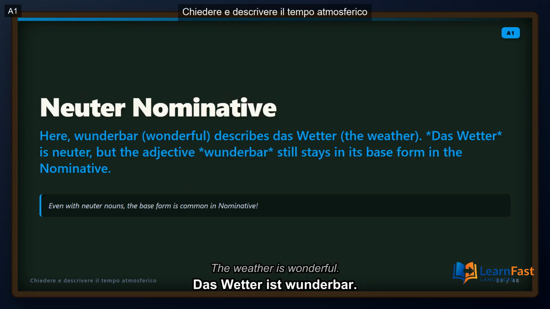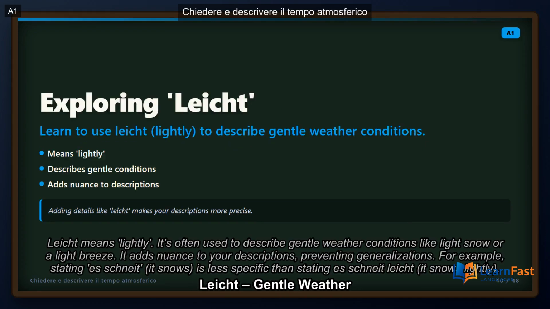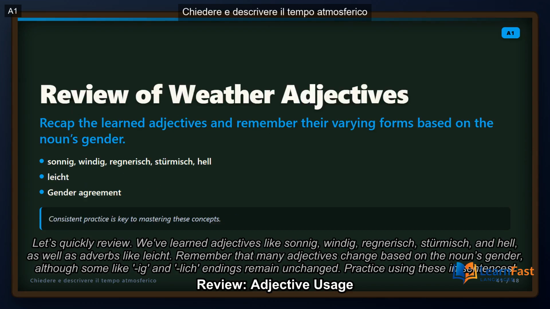Das Wetter ist wunderbar. "Leicht" means lightly. It's often used to describe gentle weather conditions like light snow or a light breeze. It adds nuance to your descriptions, preventing generalizations. For example, stating "es schneit", it snows, is less specific than stating "Es schneit leicht", it snows lightly.